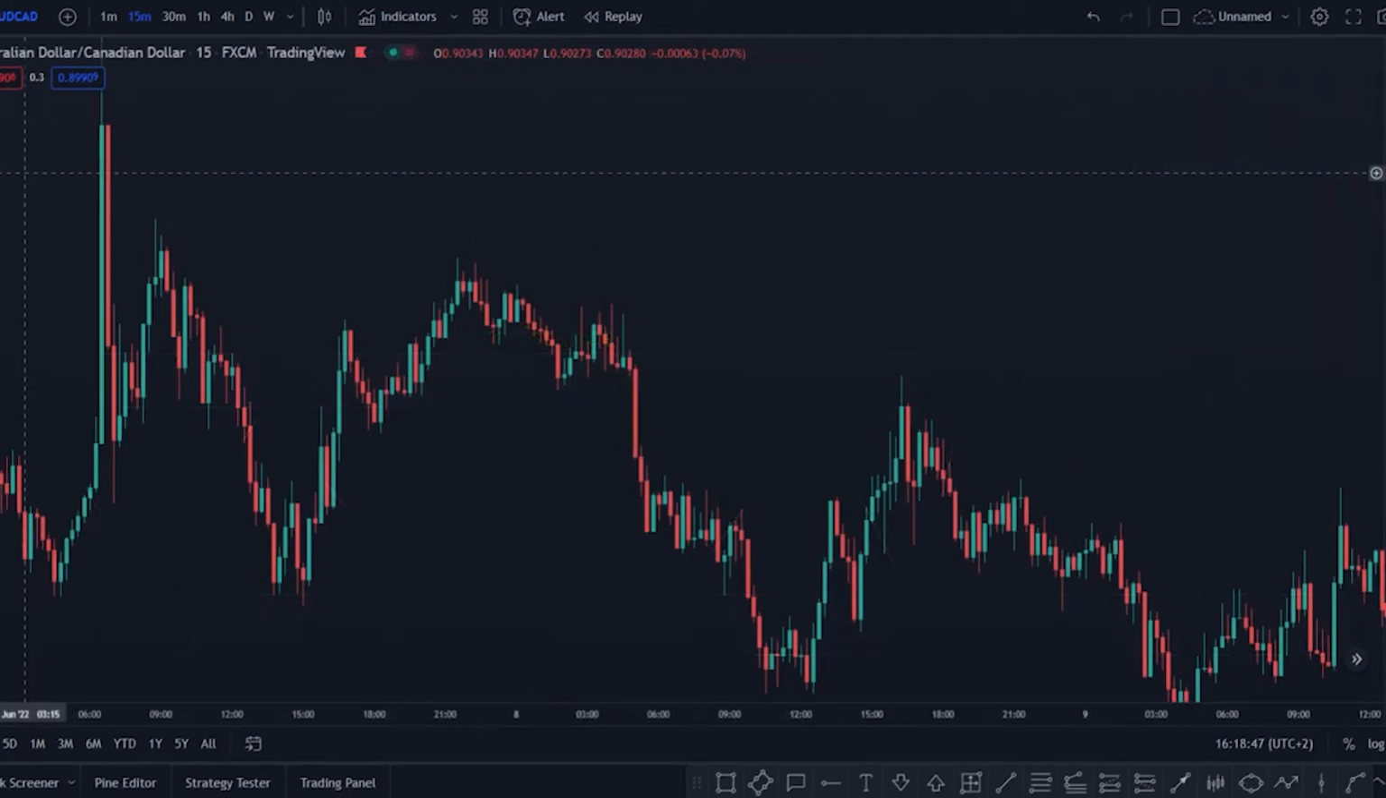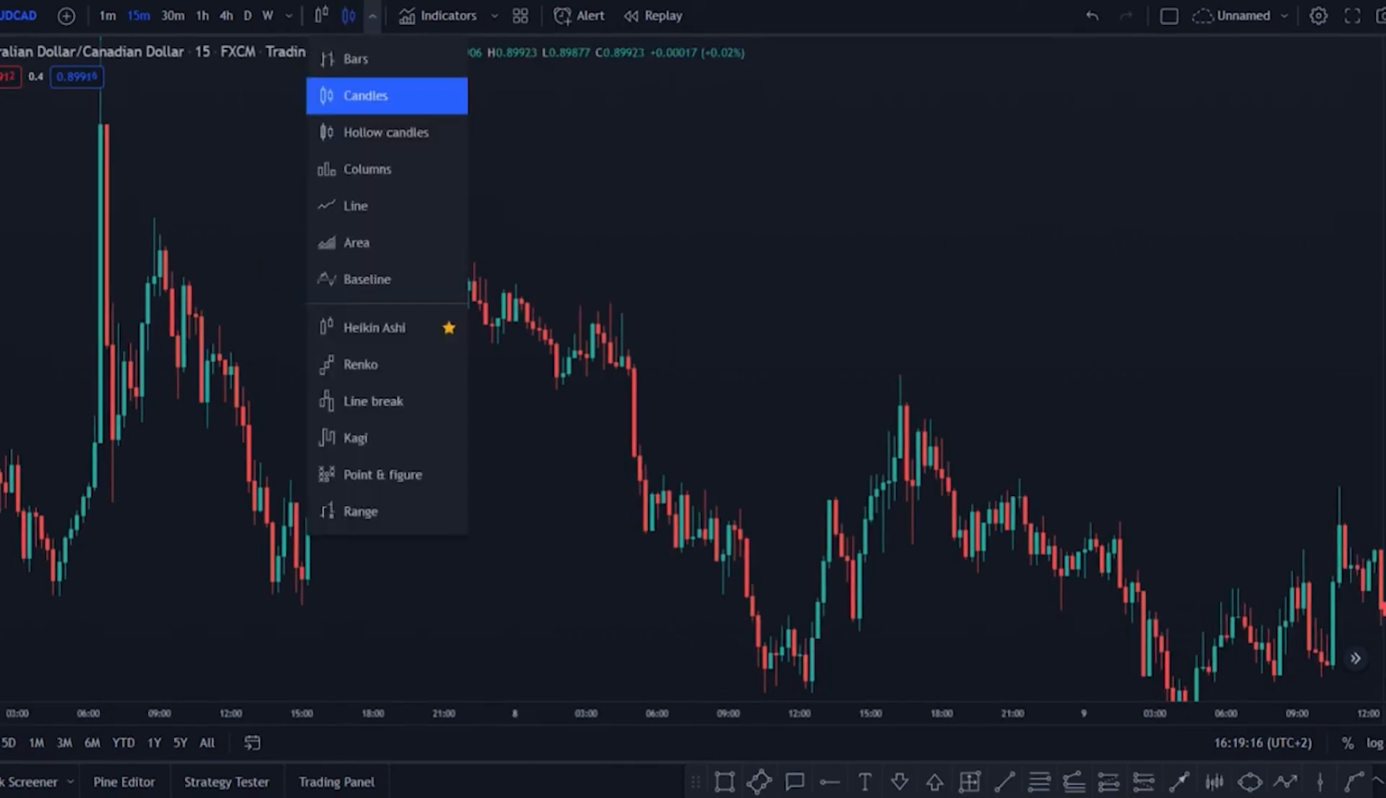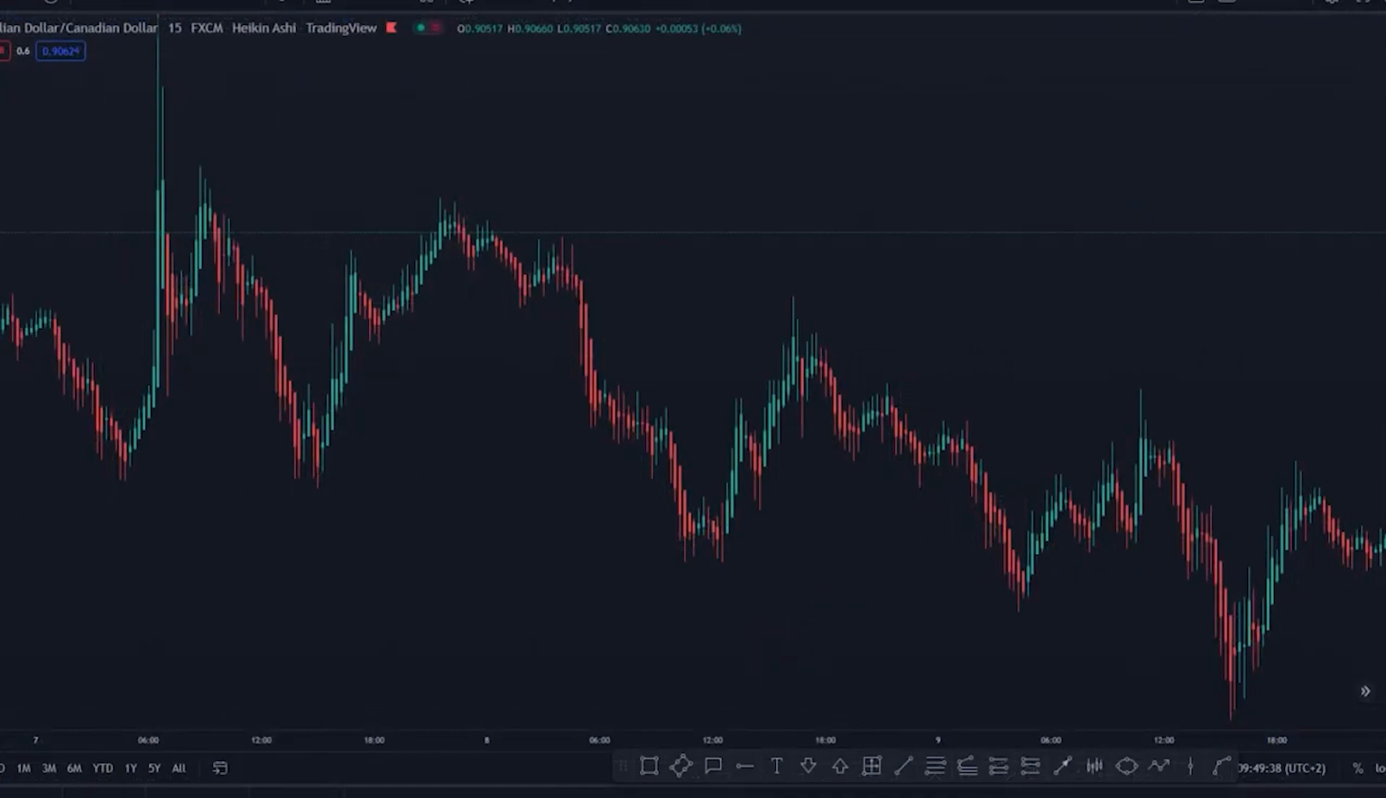So here is an ordinary candlesticks that everyone is used to. So on TradingView we will click here. And then this menu will pop up, then we will click on Heiken Ashi. Now that we have our chart changed to Heiken Ashi, we will begin with this trading strategy.